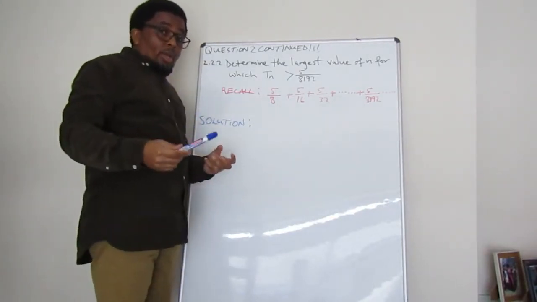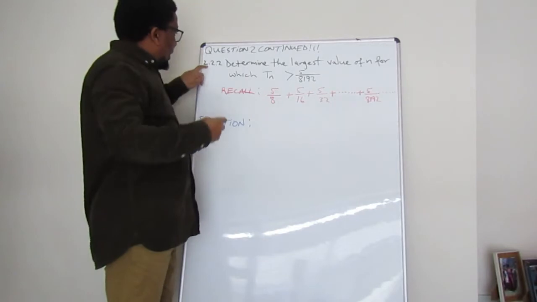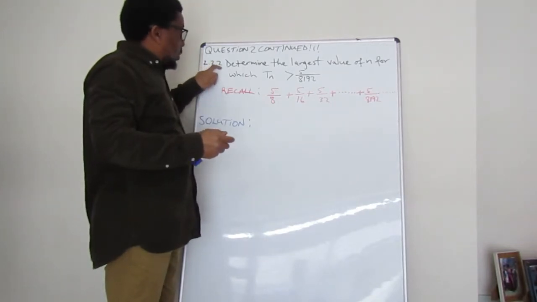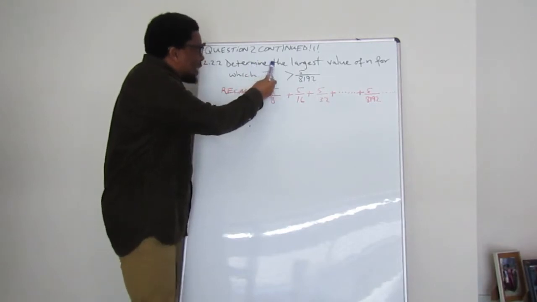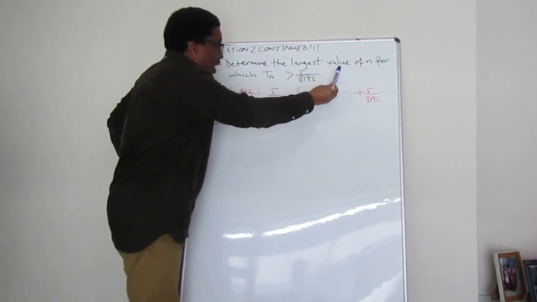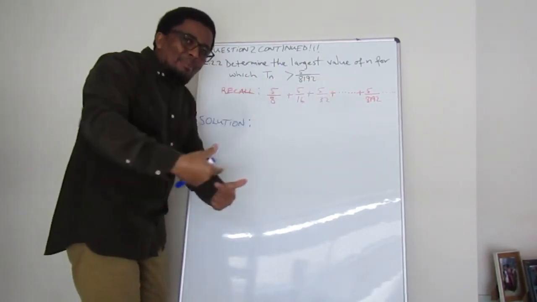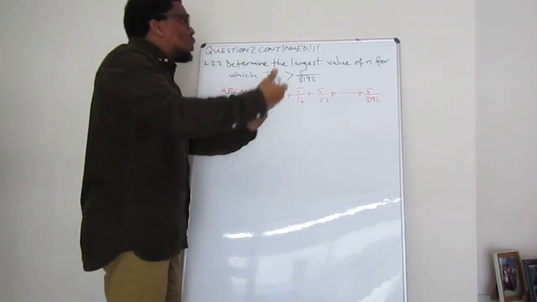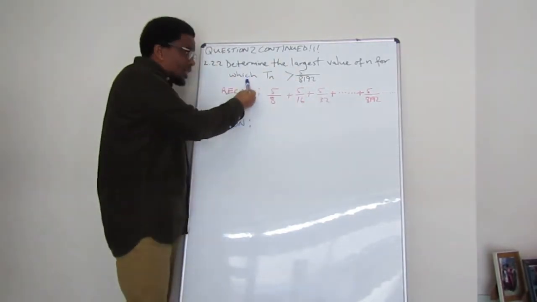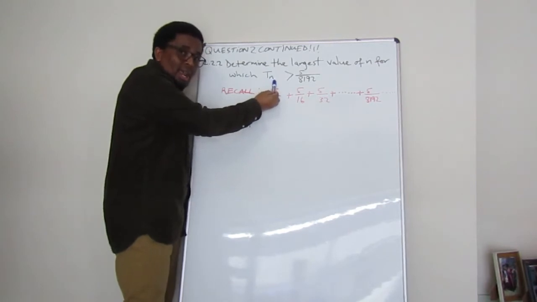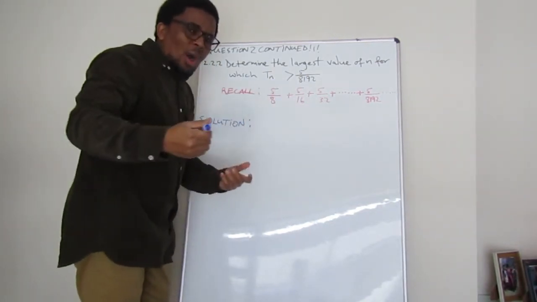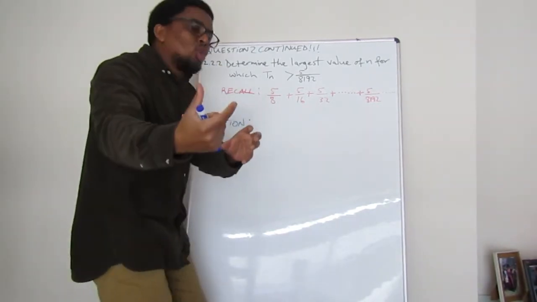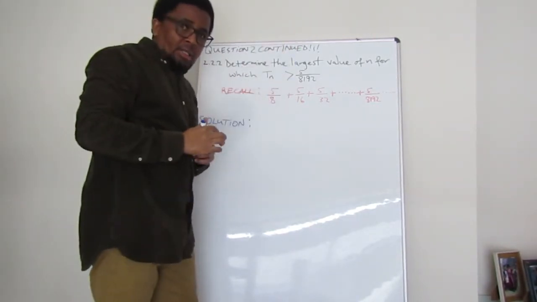Now we are still continuing with this question two. Now we are at 2.2. The question here says, determine the largest value of N for which TN is greater than 5/8192. How do I approach a question like that?